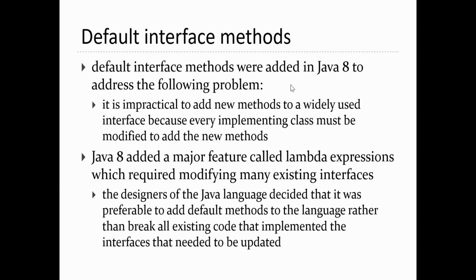OK, now you might wonder why an interface is allowed to have these default methods. And it turns out in every version of Java prior to Java 8, there were no default methods. So you'd have interfaces, the methods in the interfaces would have no implementations.